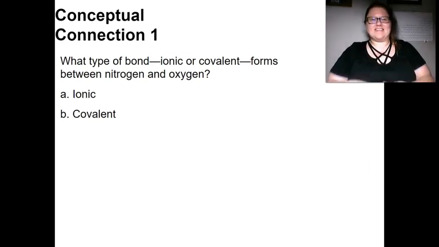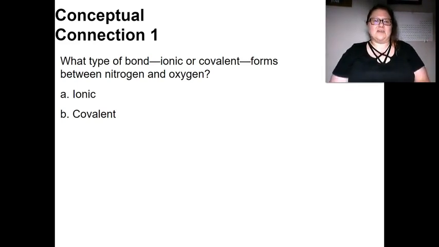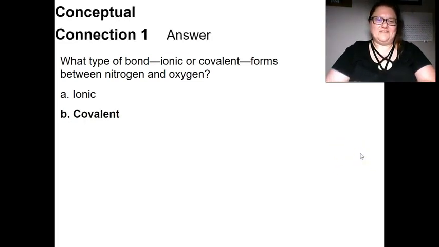So here we get to conceptual question connection number 1. This is in your packet of notes. So let's take a minute. What type of bond, would it be ionic or covalent, forms between nitrogen and oxygen? All right, let's see if you were right. If you said covalent, you're right. Nitrogen and oxygen are both nonmetals.